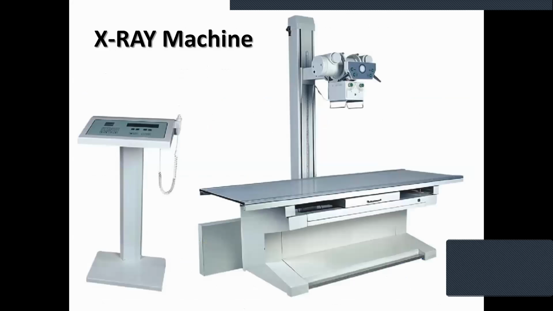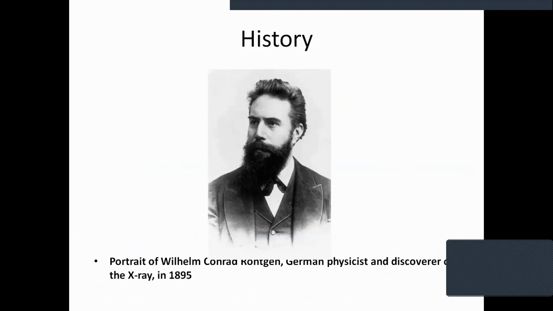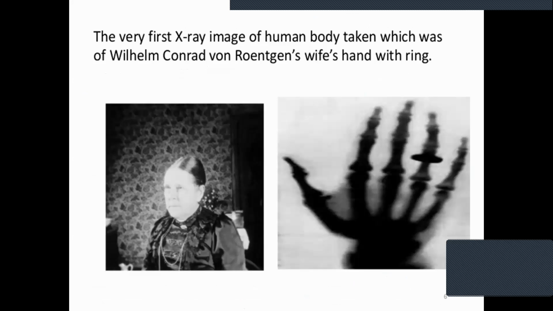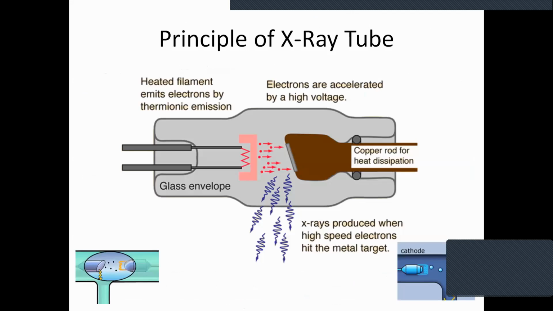So this is the basic X-ray machine. He is the X-ray father. This is the first X-ray image of a human body, taken of the concerned patient. So this is the basic principle of the X-ray tube.